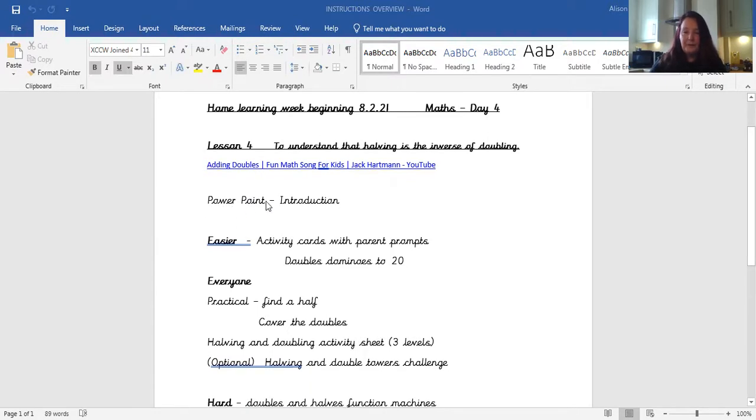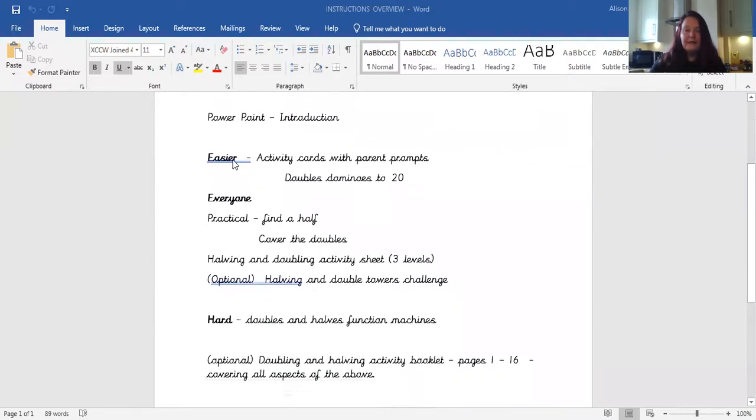We've done the PowerPoint, and these are the activities that you can work through. They do get progressively harder. So an easier activity are some activity cards with some parent prompts. So if you've got a parent at home with you, they might want to help you with that. And then there's some doubles dominoes. Everyone can probably have a go at this activity here. This is practical, and you have some little cards and you've got to find the half and cover the doubles, and it's quite a fun activity to do.